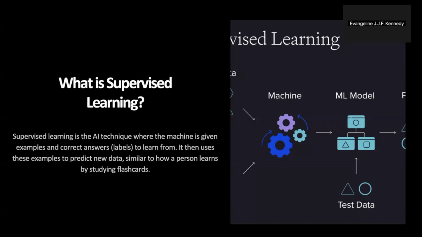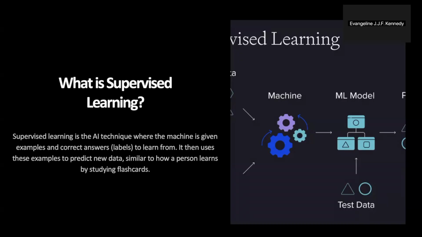Each example has two parts: the input, in this case an image, and the label, the name or category for that image. For example, if we want to teach an AI to recognize cats and dogs, we'd give it lots of images labeled cat and lots labeled dog. The AI studies these labeled examples, learns the patterns that separate cats from dogs, and uses those patterns to make predictions on new images.